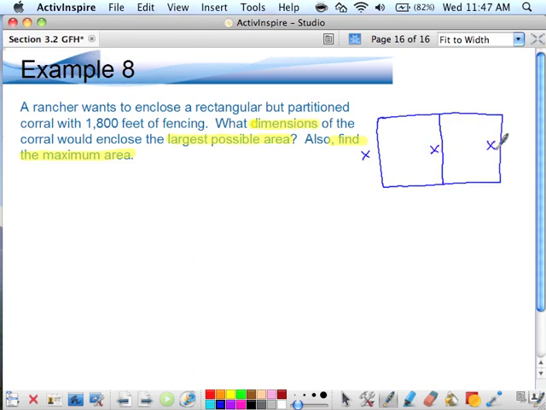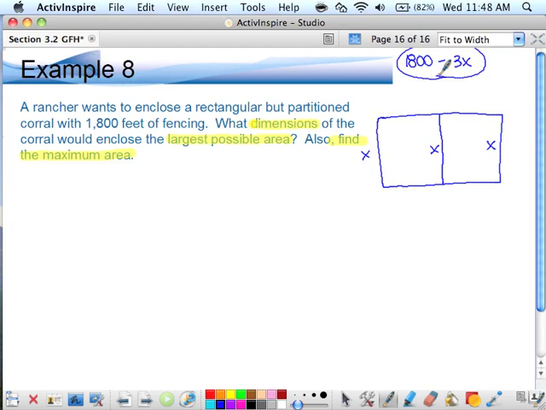Now we need to know what we have left over to use on the longer ones. Well, we have 2 sides to cover. We started with 1,800 feet of fencing, but we've already used up 3x of that. So now we're down to 1800 minus 3x. But I have to split that. That's the remaining portion, 1800 minus 3x.